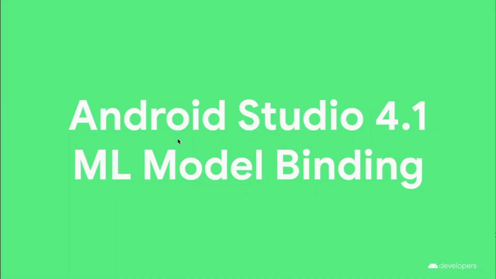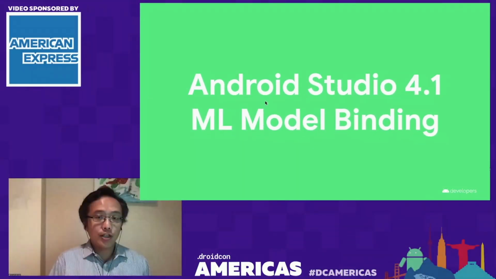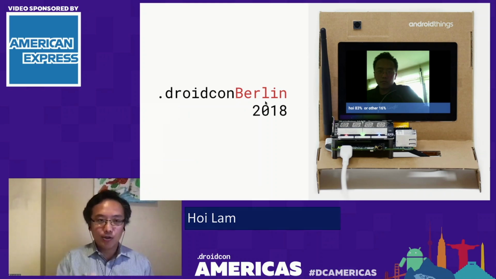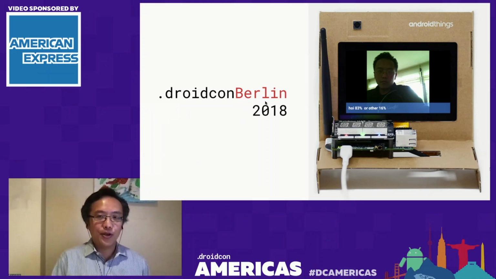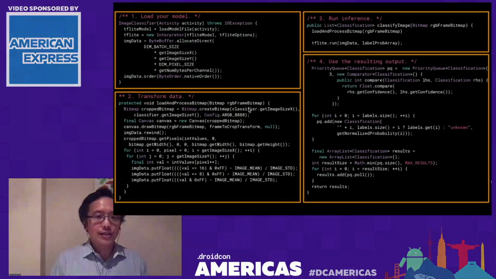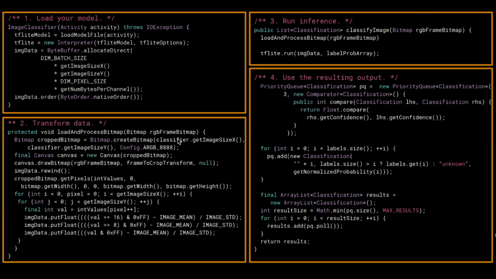Last but not least, Android Studio 4.1 actually introduced a new feature called ML model binding. This idea actually started 2 years ago at droidCon Berlin when I was trying to create a demo called Hoi or Not. And when I was doing that, I realized that there are a lot of rough edges around integrating a TensorFlow model. First of all, there is a lot of boilerplate code that you need to get through in order to translate images into a byte array, and when you get the result back, it's also quite difficult to understand the output and match it up with the label file, etc.